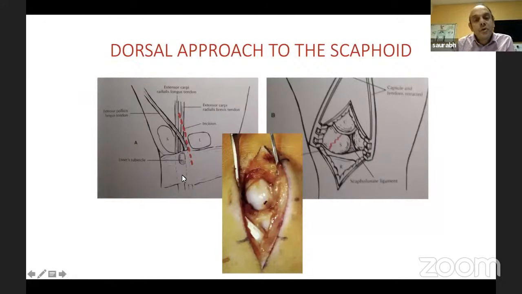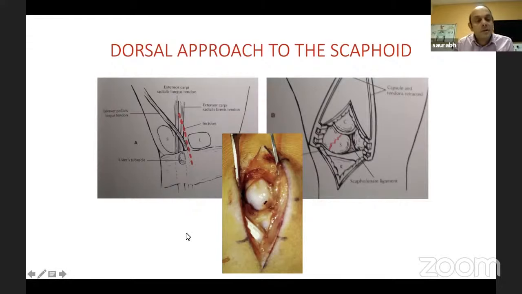Dorsal approach. As you know, it's going to be between extensor compartments 3 and 4. You're going to partly incise the extensor retinaculum for a scaphoid. You don't need to completely go through the retinaculum, which will help in preventing bowstringing of your extensor tendons. And then once you take off your capsule, partly a Mayo flap, you start looking at the proximal pole of the scaphoid. The proximal pole of the scaphoid is almost in every case a centimeter distal to Lister's tubercle. And then the entry point in the scaphoid will be next to the scapholunate ligament, very important.